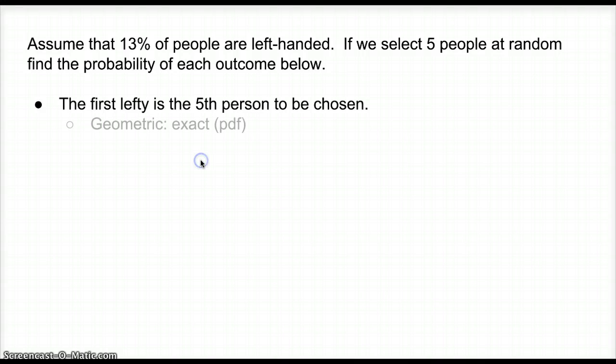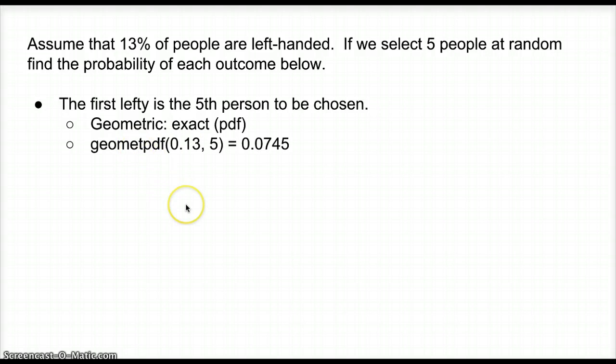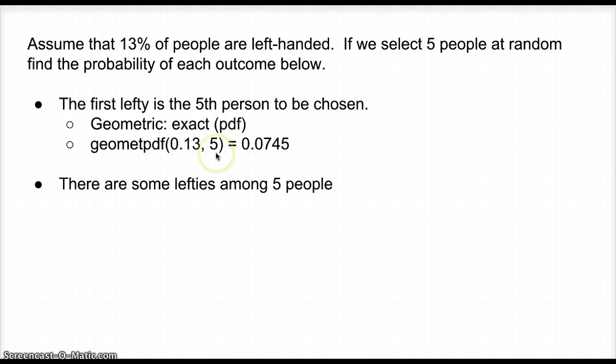All right, so the first thing you have to do is figure out that this is geometric because we're looking for the first success, and we know it's exact, so that's going to be the PDF. When we use the geometric PDF, our probability goes first, so that's the 0.13, and then our 5 is the 5th person, and so there's a probability of 0.0745. All right, same thing. Try the next one.